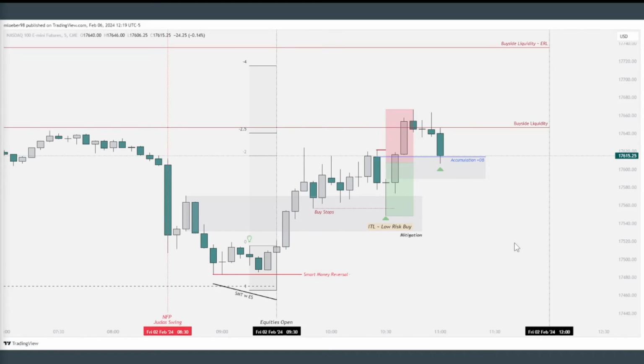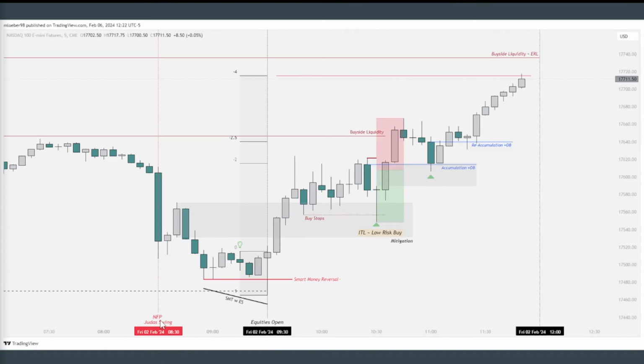And as you could see here, price did drop into that M5 discount, tagging this M5 bullish fair value gap and the order block. So this to the right of the low risk buy would be labeled as our accumulation, which is another long setup or an entry that you could have had to our external range or 4 standard deviations target.